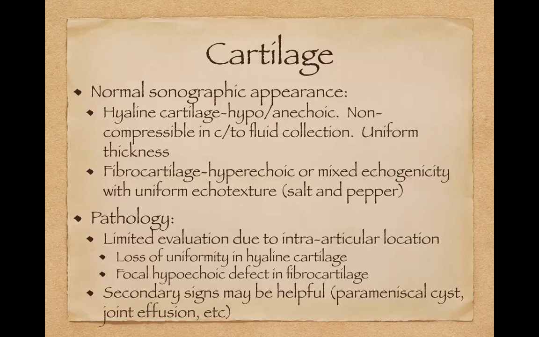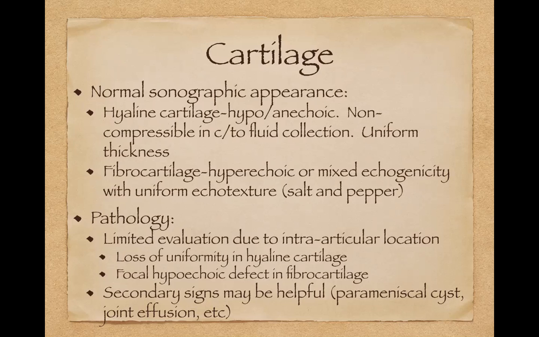Cartilage, the normal sonographic appearance: typically hyaline cartilage is hypoechoic or anechoic and non-compressible, compared to a fluid collection, with a uniform thickness. Fibrocartilage can be hyperechoic or mixed echogenicity with uniform echo texture. There's a salt and pepper appearance.